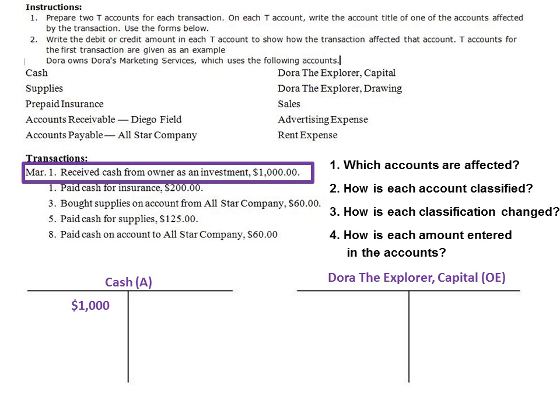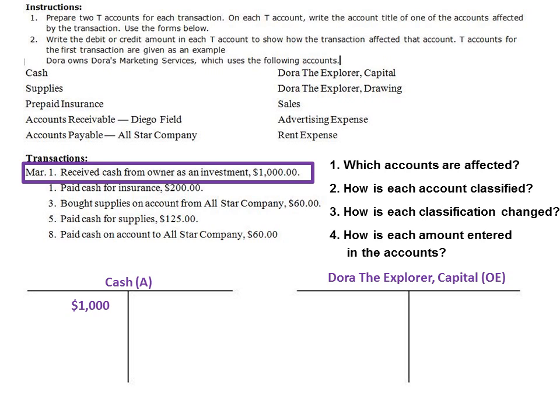Now, Dora the Explorer Capital, Owner's Equity, is an owner's equity account, which is on the far right-hand side of the accounting equation. Since it's on the right-hand side of the accounting equation, all owner's equity accounts will show an increase with a credit entry, or in other words, their normal balance is a credit. So therefore, the $1,000 that she invested will also go into Dora the Explorer Capital for $1,000.